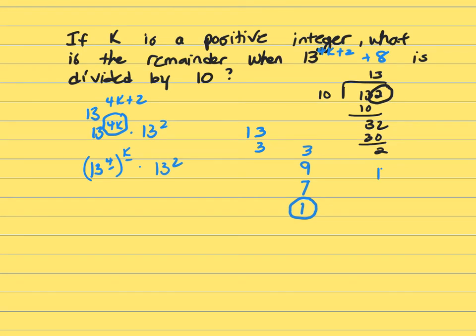I hope you can see that. 13 times 13: 3 times 3 is 9, 3 times 1 is 3, 3 and 1, and you get 169. Now multiply this by 13, that's how I got this 9. Now if you multiply that by 13, 3 times 9 is 27. So hopefully you see that pattern. All right, so this number will end in a 1.